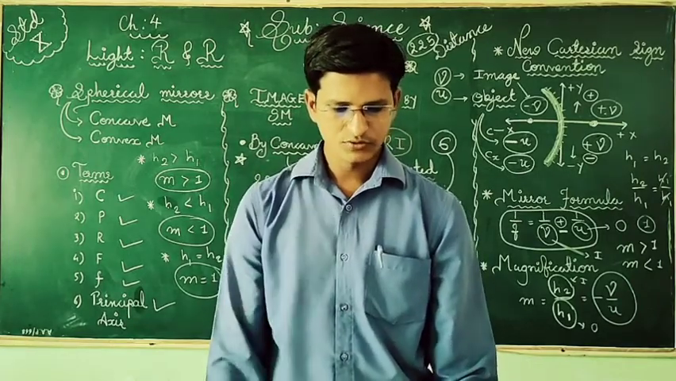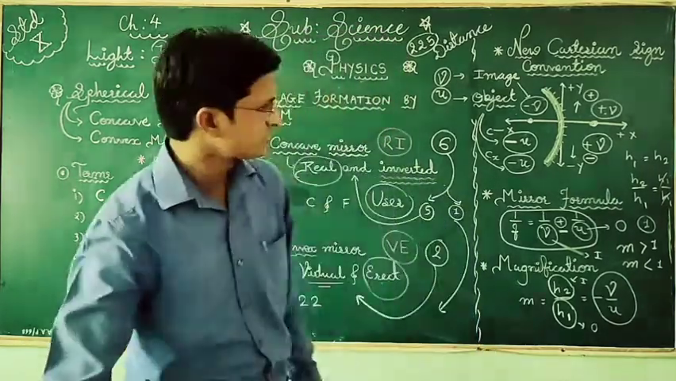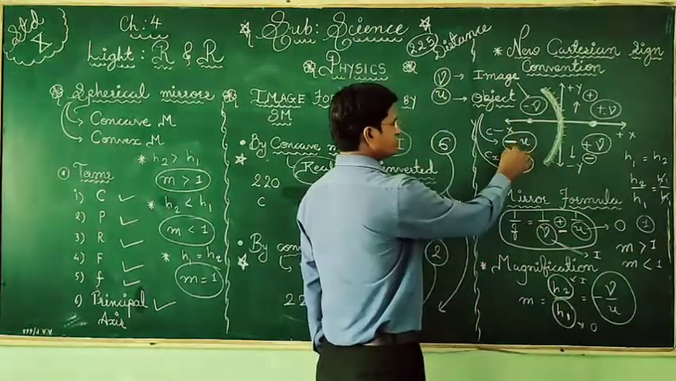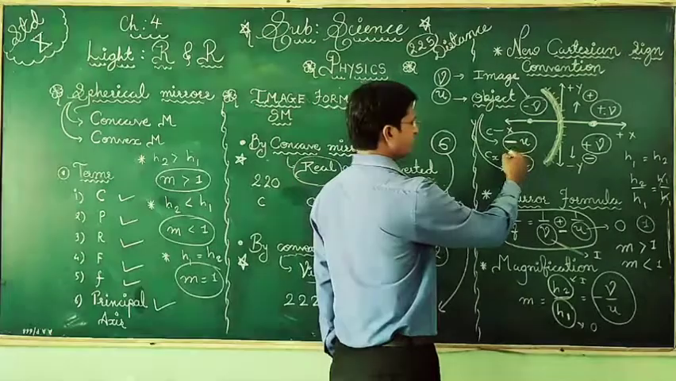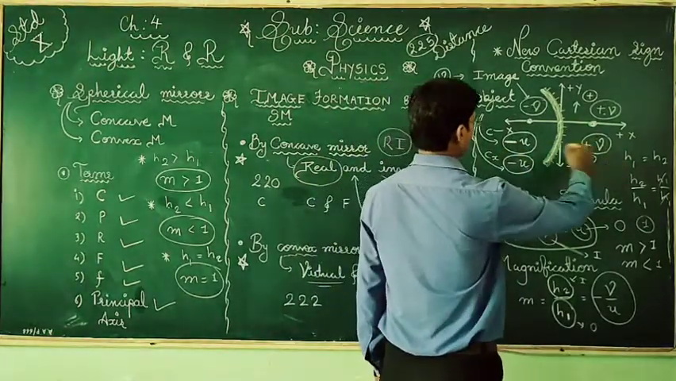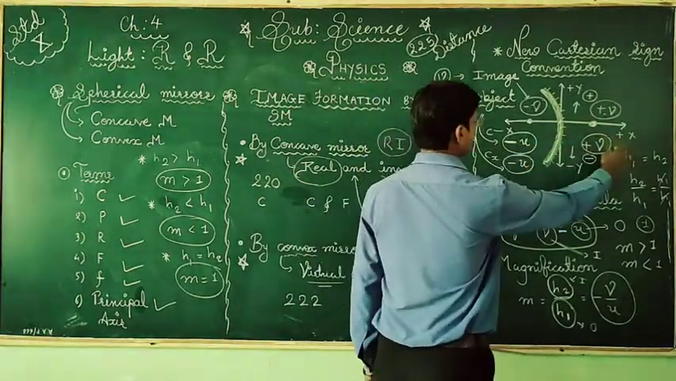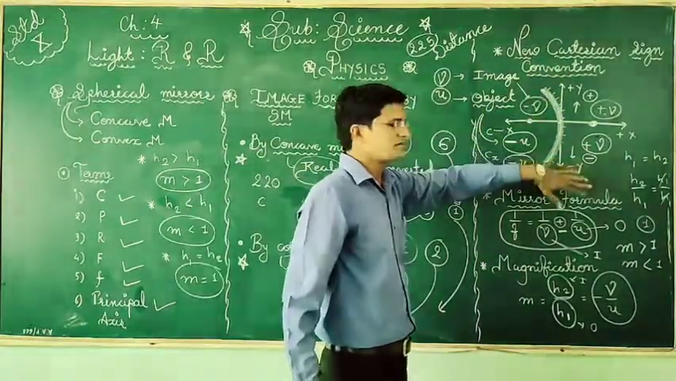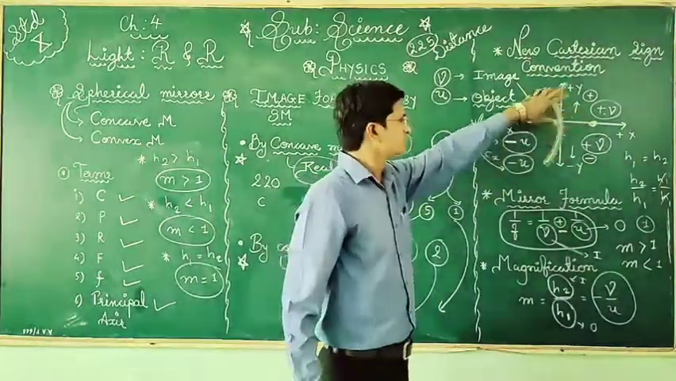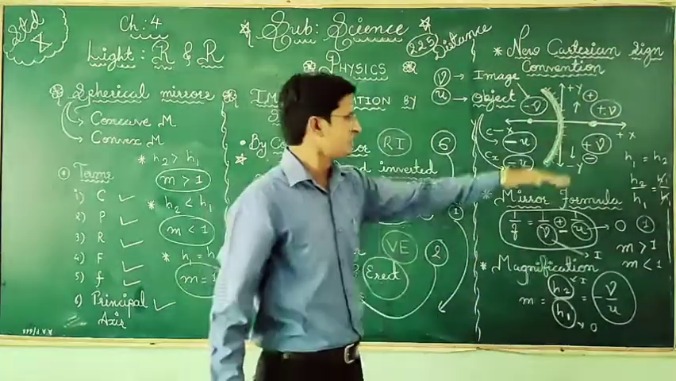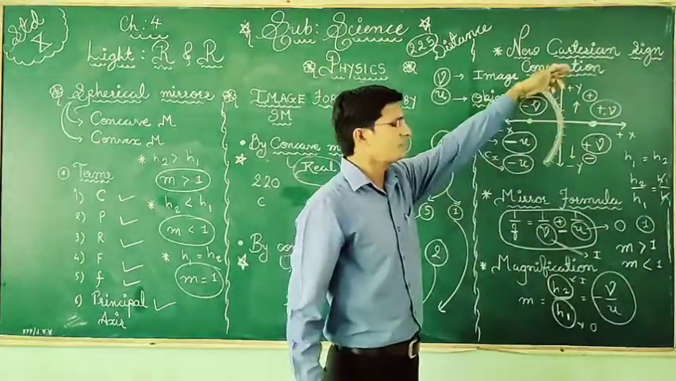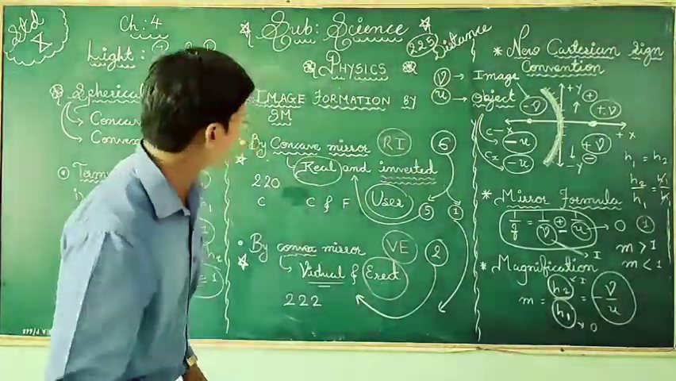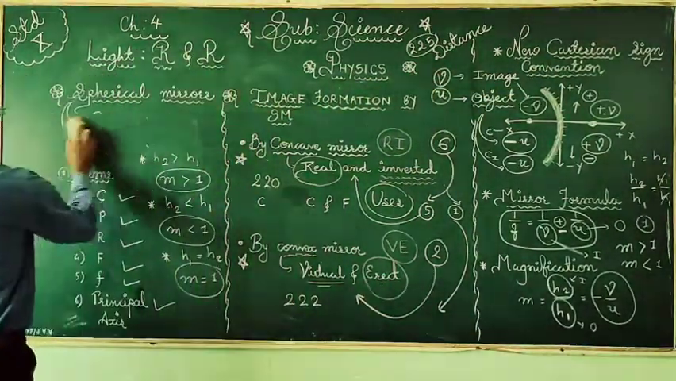About the new Cartesian sign, once again try to understand. If it is on the minus side, the image or object distance is minus, and if it is on the plus side, it will be plus. Here also the height, the distance between, that is also plus or minus. If it is this way, minus. If it is up, plus. Simple thing. Let me explain in my own words.